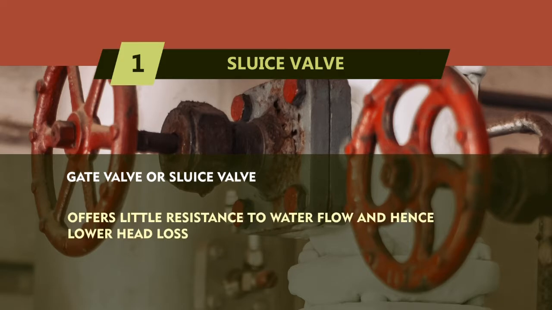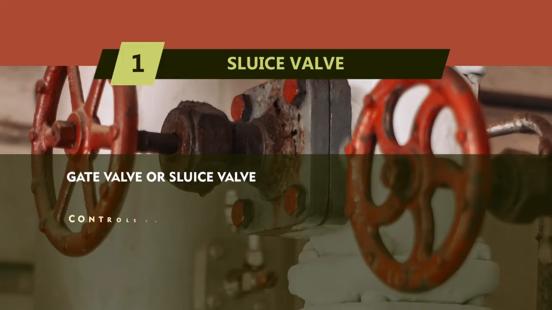The gate valve or sluice valve offers very little resistance to water flow, and hence the head loss in the pipeline is less. Kindly note that if there is a higher head loss in the pipe network, we will have to provide more pumps to ensure that an adequate amount of pressure is available at the supply end or at our consumer end. So we need to have devices which do not add to the head loss in the water supply network.